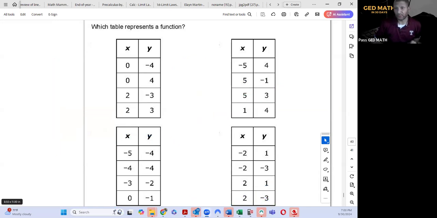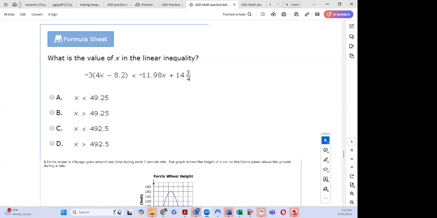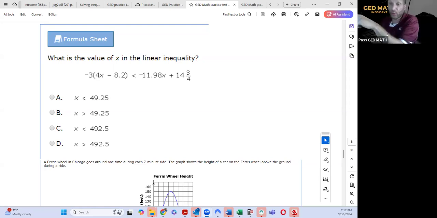Let me pause it. So we talked about inequalities, right? What I would tell you to do in this one is I wouldn't waste my time. I would flag this for review, skip it. I would finish my exam. I would finish every other problem first. Because this is considered a difficult problem.